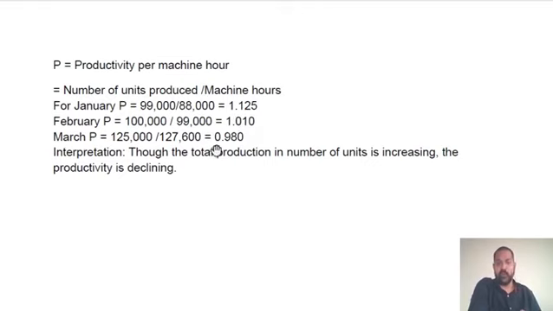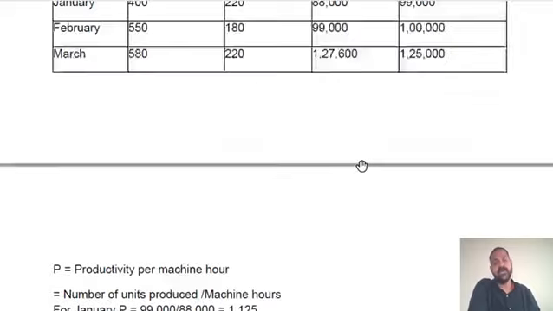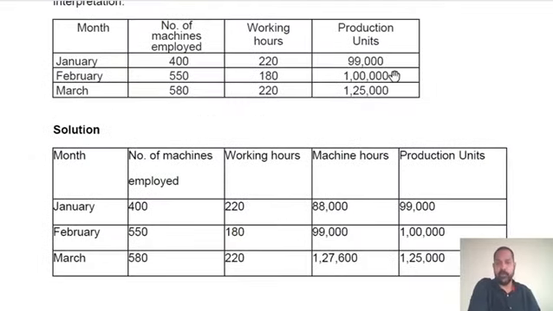1.125, 1.01, 0.98. I would expect you to write the units. It is 1.125 units per machine hour, 1.010 units per machine hour and 0.980 units per machine hour. Interpretation: though the total production in the number of units is increasing, the productivity is decreasing. So if you notice, although the production is increasing, 99,000, 1 lakh, 125, the productivity is decreasing. The input-output productivity is decreasing.